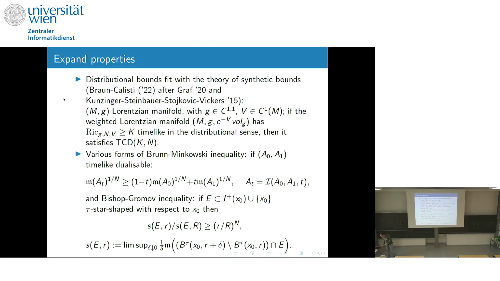then you want all the geodesics from that point reaching x0 to be a subset of E. In that case, you have that the area at distance R divided by the area at distance r, with R larger than r, is bounded from below by the relation between the two radii.